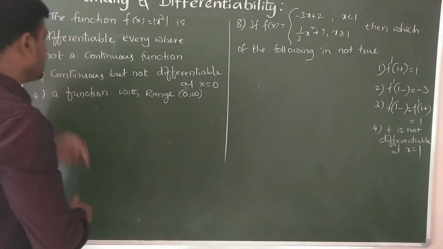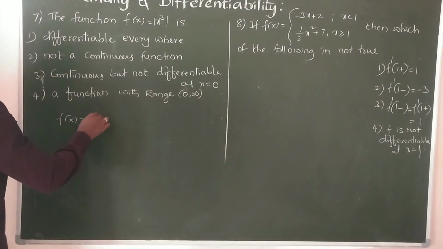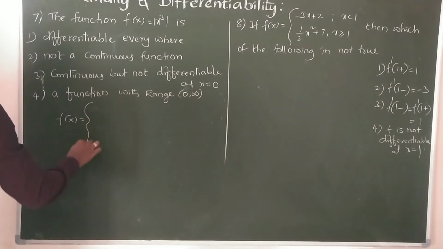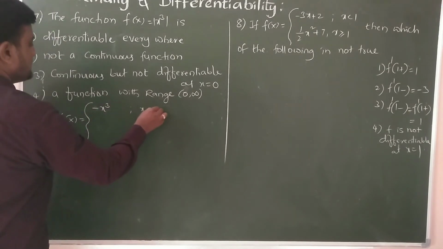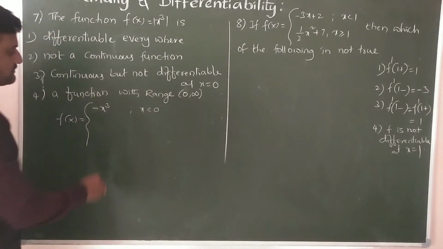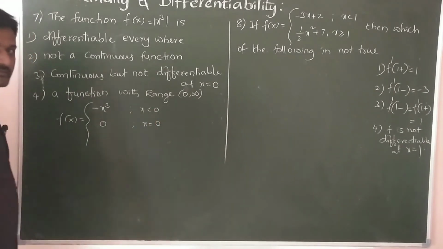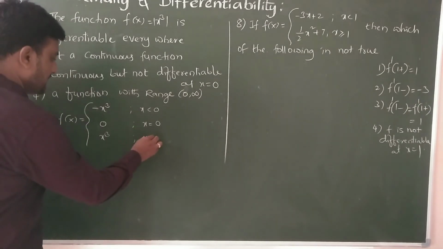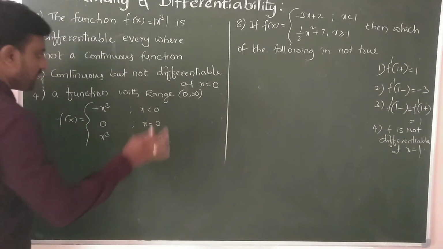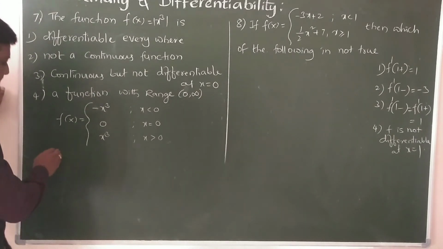Okay, let us check. Here clearly we know f of x equals mod x cube. So shall I write like this? It is minus x cube when x is less than 0, and it is 0 when x equals 0, and it is x cube when x is greater than 0. Okay, clearly. Now checking at x equals 0.